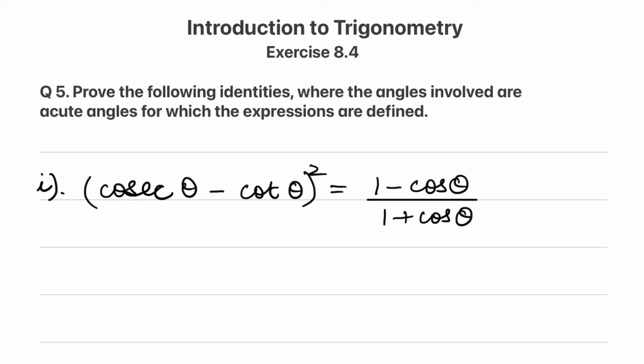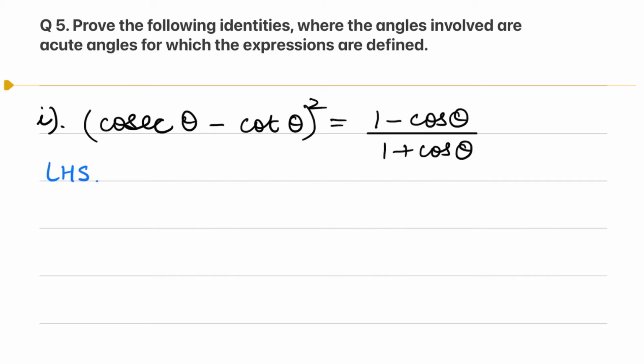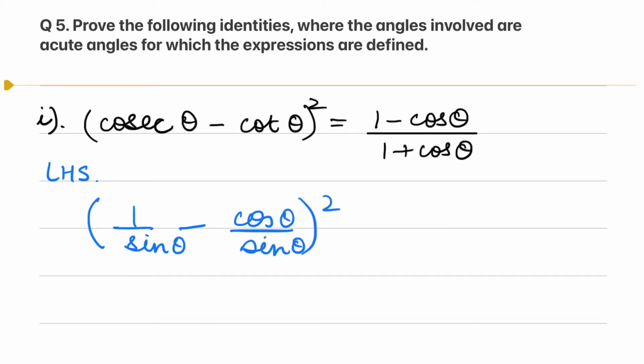defined. So the first one is (cosec theta minus cot theta) whole square is equal to (1 minus cos theta) divided by (1 plus cos theta). So now we are going to work on the left hand side. We have cosec theta, which can be written as 1 by sin theta, minus cot theta, which can be written as cos theta by sin theta, whole square.